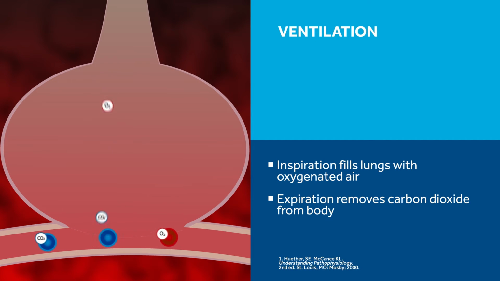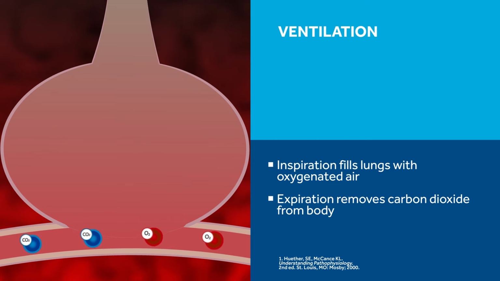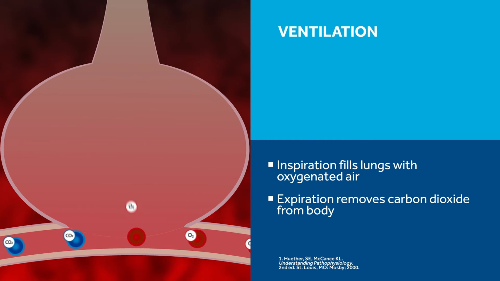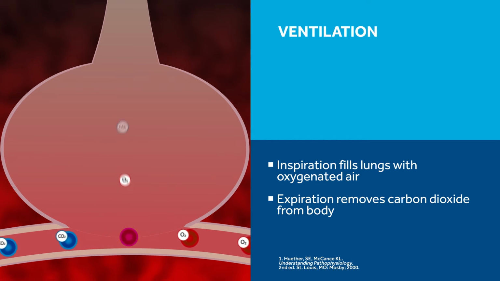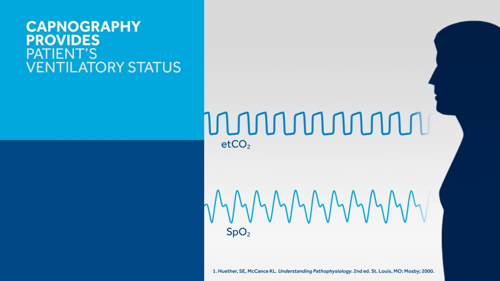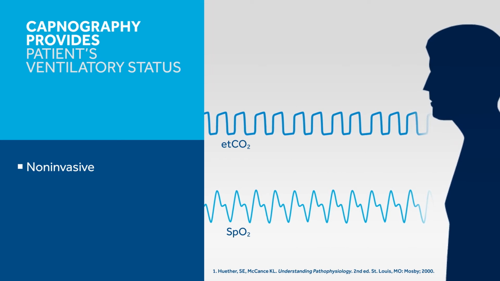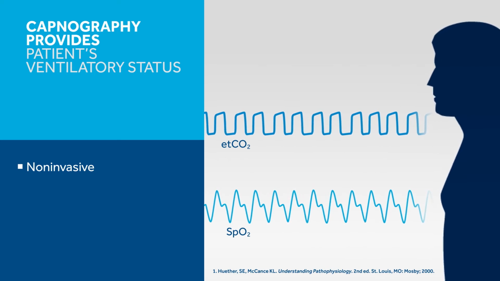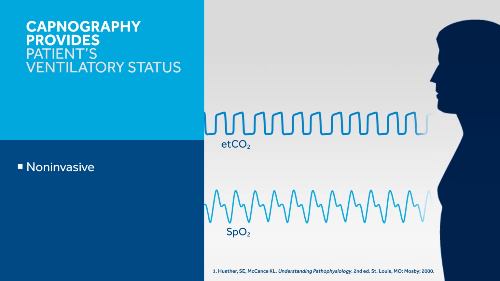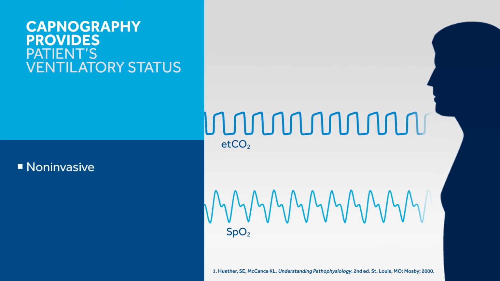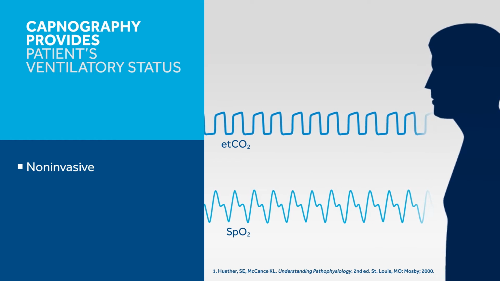Ventilation is the inspiration and expiration of respiratory gases, sometimes referred to as external respiration. Exchange of oxygen and carbon dioxide occurs in the respiratory zone. Pulse oximetry is a non-invasive method of monitoring oxygenation. However, while pulse oximetry does measure O2 saturation in the blood, it does not provide information on ventilation status.